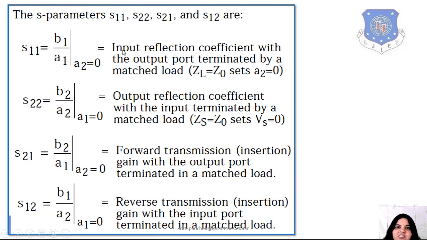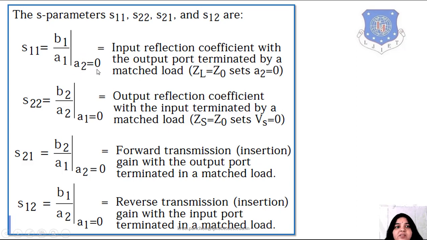So here, the S parameters S11, S22, S21 and S12 are as follows. S11 is equal to B1 upon A1, while A2 is 0. Now see, these things which we are writing in mathematical form are fully related to the microwave component. How can you understand the microwave component? We can get the idea after studying this.